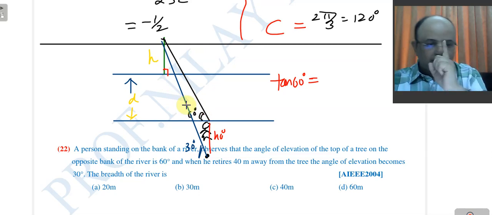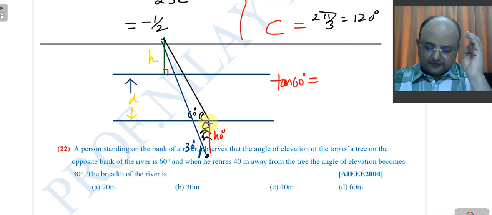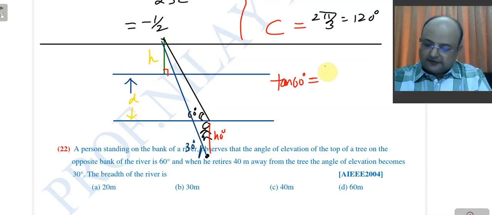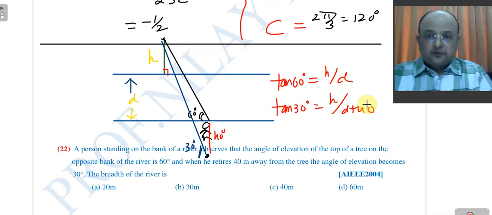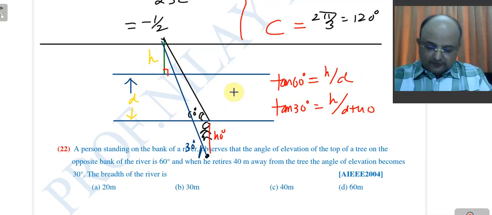I told you, for convenience I assume that the person is here and the tree is here. They are exactly opposite. So your h is opposite and d is adjacent. So h upon d. And tan 30 degree is h upon d plus 40. I hope you understand these also. Yes, this is d and this is d plus 40.